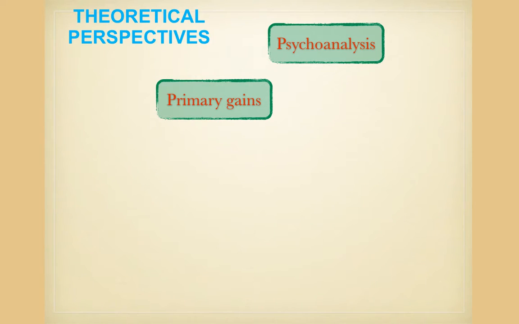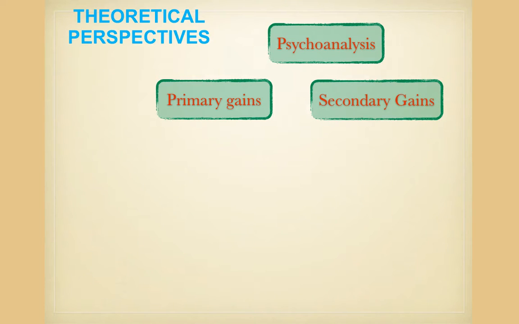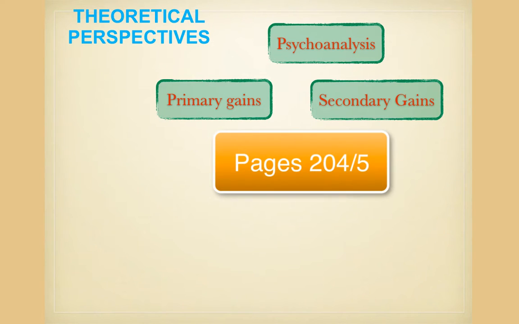Primary gain, in psychodynamic theory, is the relief from anxiety obtained through the development of neurotic symptoms, whereas secondary gains are the side benefits associated with neuroses or other disorders, such as the expression of sympathy, increased attention from other people, and release from ordinary responsibilities. Now you'll see more explanation of primary gain and secondary gain on pages 204 and 205.